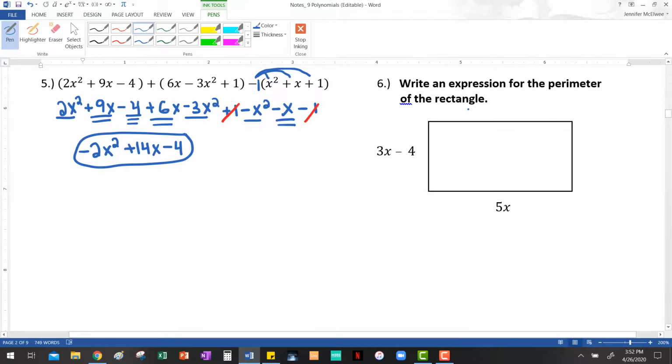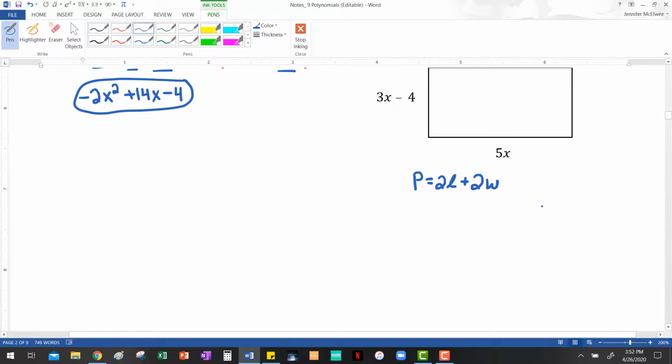Our final example includes a little bit of geometry. The directions state that we need to write an expression for the perimeter of the rectangle. Here we have a rectangle, and I can see that the length and the width are represented by a binomial and a monomial. Keep in mind that perimeter for any rectangle is equal to 2 times the length plus 2 times the width. So we need to substitute our two expressions, one at a time, into that formula.